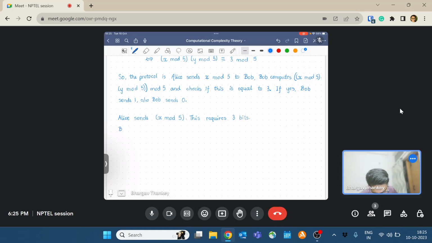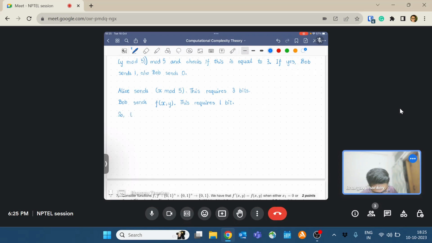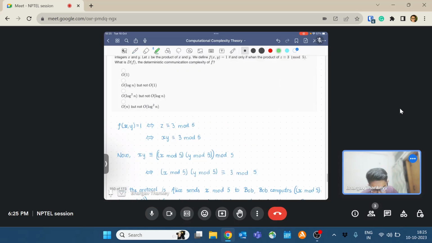and Bob sends one bit, so this requires 1 bit. The communication complexity is 3 plus 1, which is 4, and 4 is order 1, so the answer is order 1.